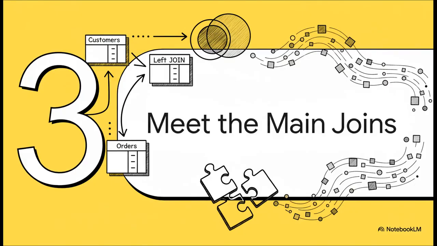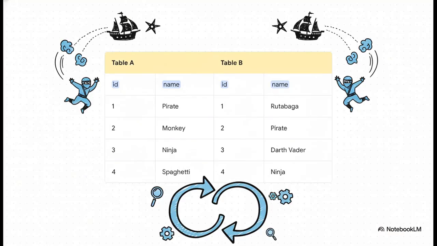Okay, time to get practical. Let's meet the most common types of joins you're going to use pretty much every day. And to keep it simple, we'll use these two basic tables for our examples. So here are our two sample tables, Table A and Table B. They both just have a list of names. Now pay attention here, because the key thing to notice is that only two names, Pirate and Ninja, show up in both tables. This is going to be important.